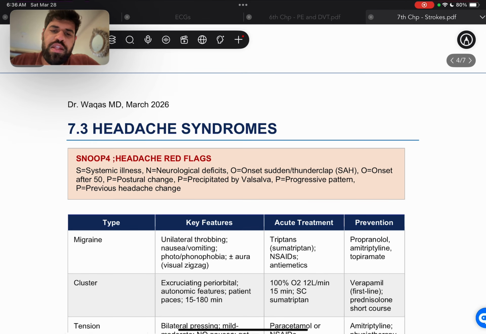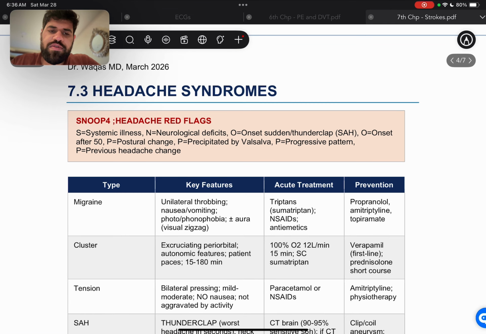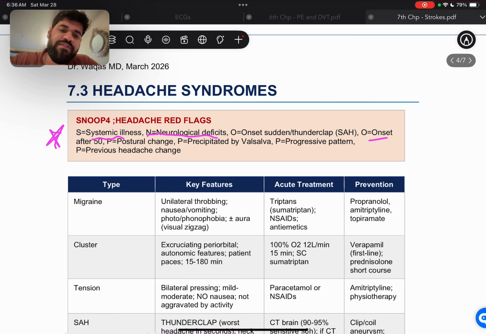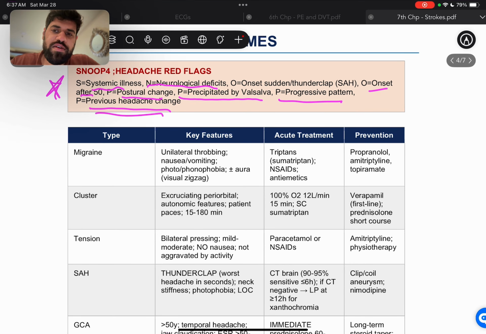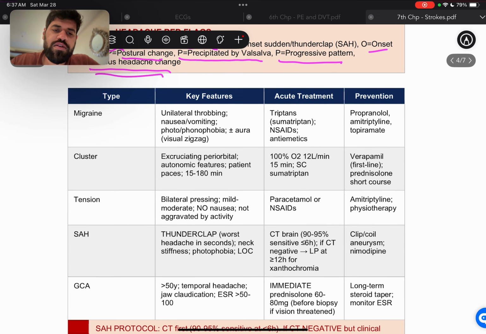All right. Now moving on to the different headache syndromes, we have something known as the SNOOP4, which is the headache red flag. All right, and this means that S stands for systemic illness, N for neurological deficits, O for sudden onset or thunderclap headache, O for onset after 50, then P for postural changes, then P for precipitated by Valsalva, and P for progressive pattern, and P for previous headache changes. All right. Now those are the red flags that we must take into consideration for the patient that comes.